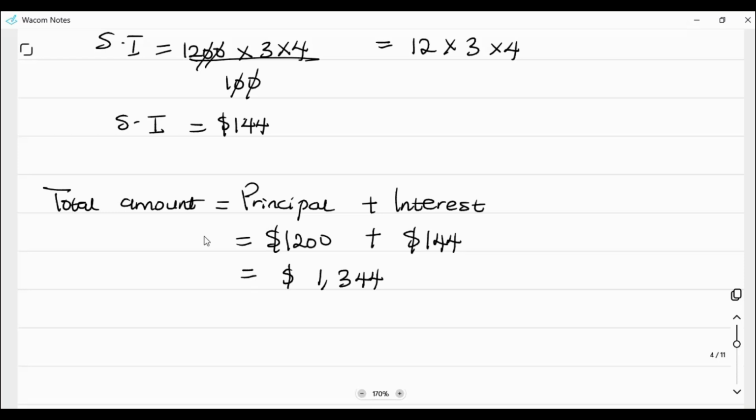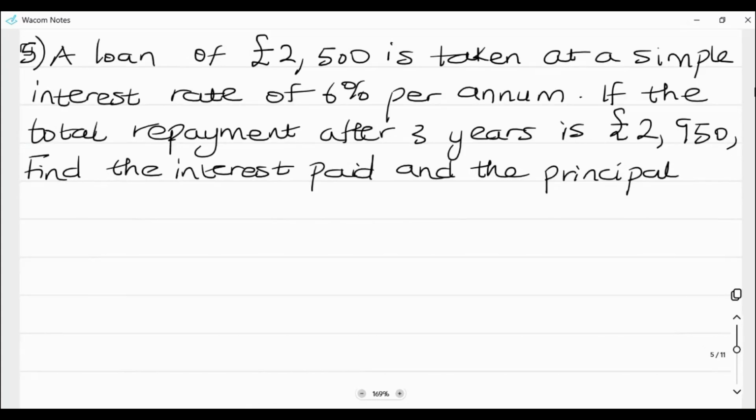So lastly, let's take a look at the last example question. Alright, so we have this question here that says a loan of £2,500 is taken at a simple interest rate of 6% per annum. If the total repayment after 3 years is £2,950, find the interest paid and the principal. So the first thing we want to do is to simply look for the interest paid.